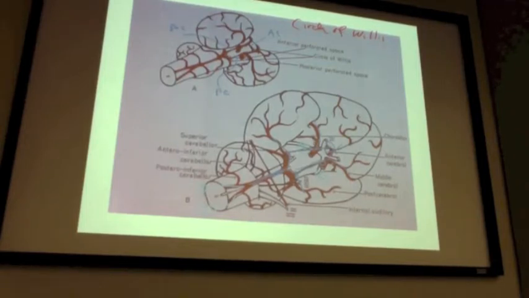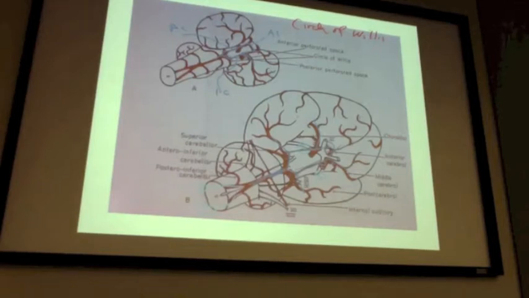Okay, and so it basically forms a circle. The circle goes from the posterior cerebral, posterior communicating, internal carotid, middle, anterior communicating, internal carotid, posterior communicating, posterior cerebral. That's called the circle of Willis. Okay, and that provides the redundancy.